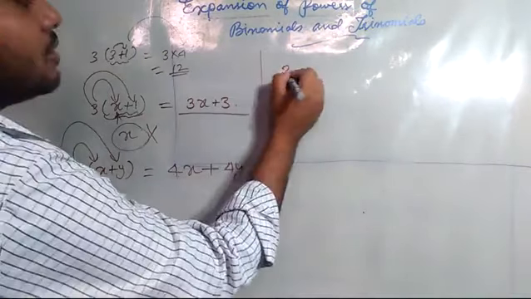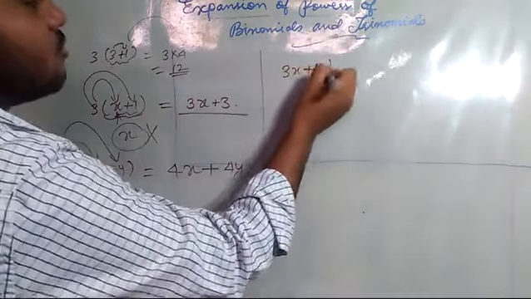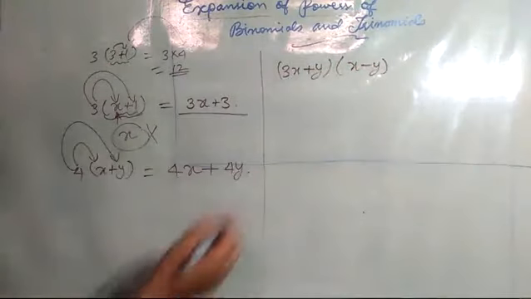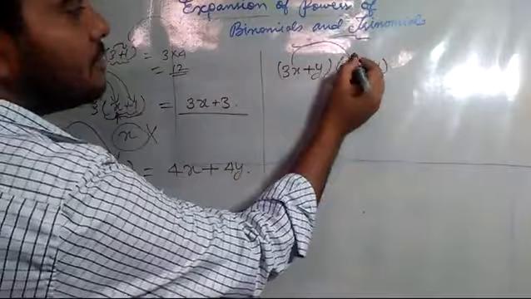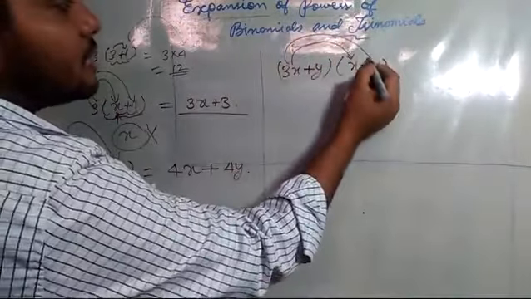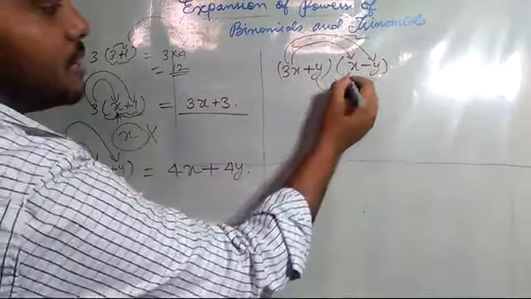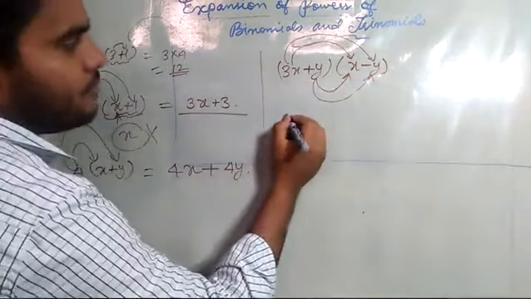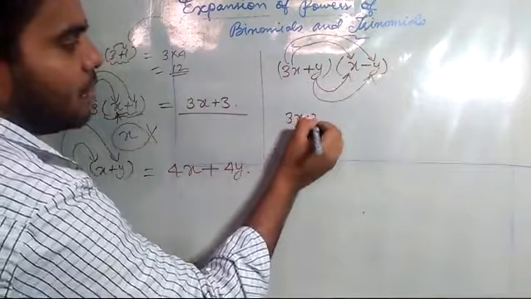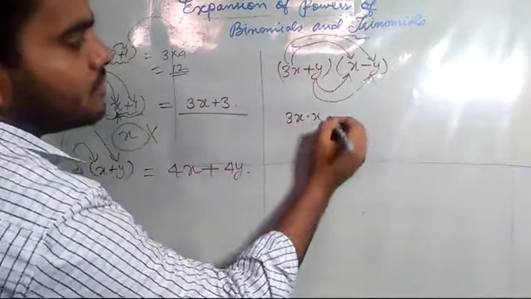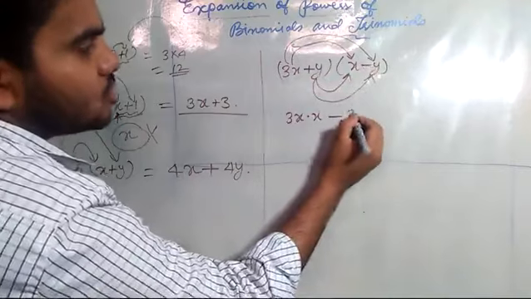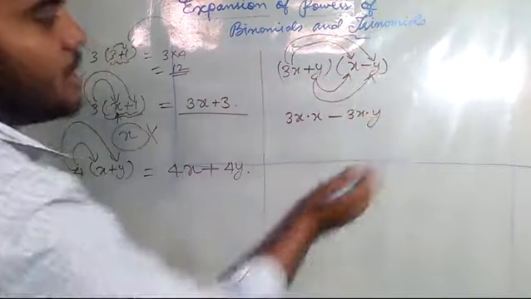If I have 3x plus y multiplied with x minus y, how will I multiply? First I will multiply with this, then again with this, again with this, and again with this. So if you see, it is 3x multiplied with x. Then the minus sign is here. Plus 3x multiplied with minus y.